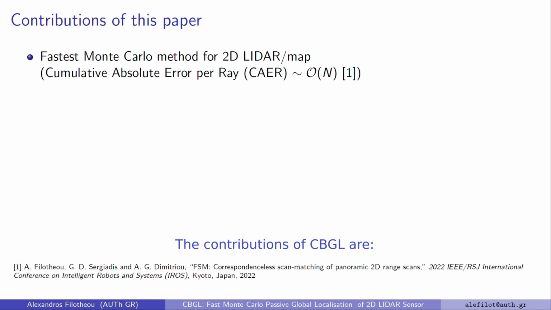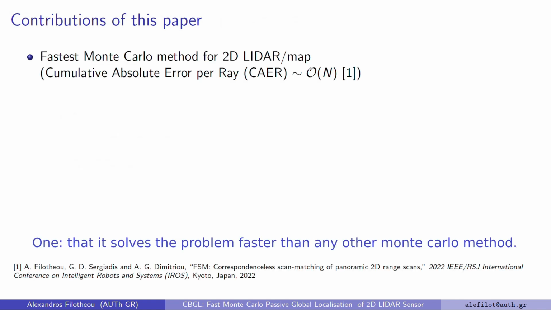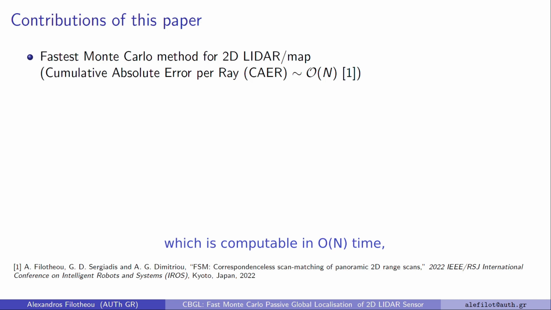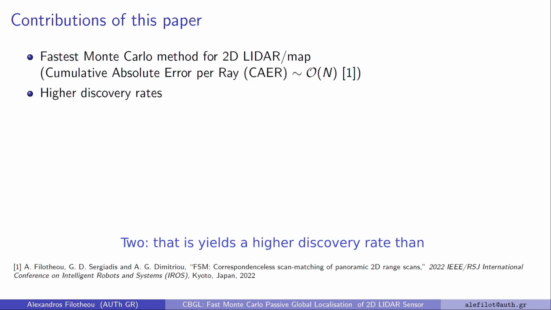The contributions of CBGL are: 1. That it solves the problem faster than any other Monte Carlo method. This is because it is based on the cumulative absolute error per ray metric, which is computable in O(n) time, where n is the number of rays of the LiDAR sensor. 2. That it yields a higher discovery rate than state-of-the-art methods that solve the same problem. But these 2 are just side effects.